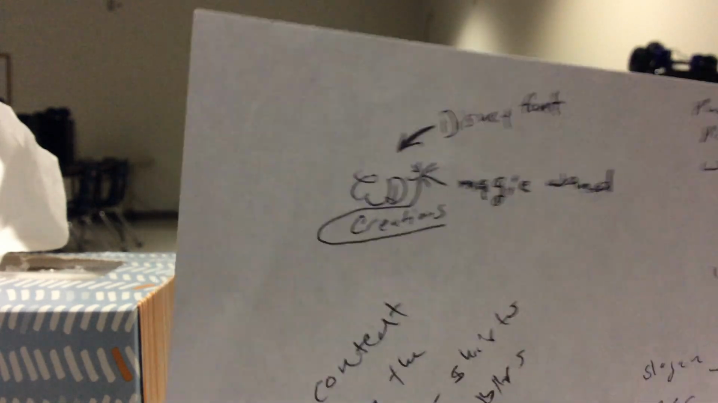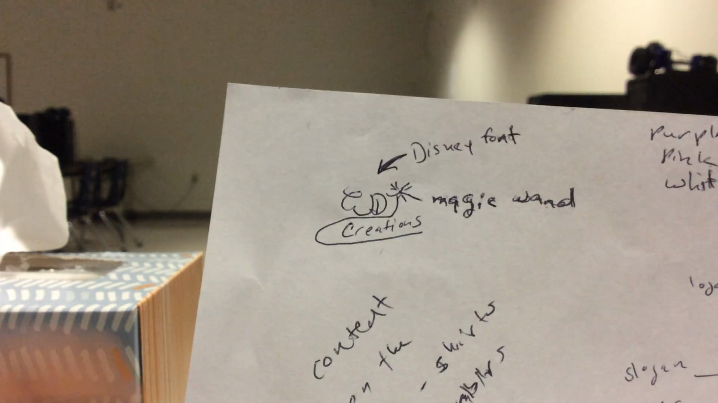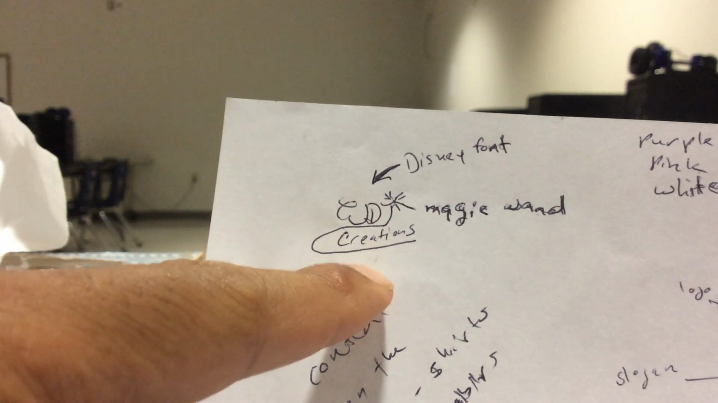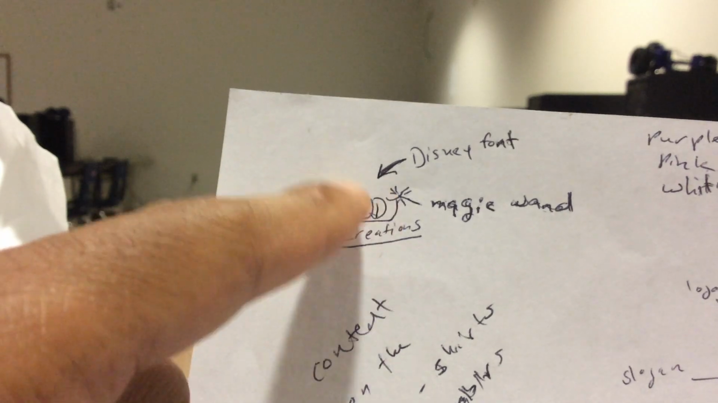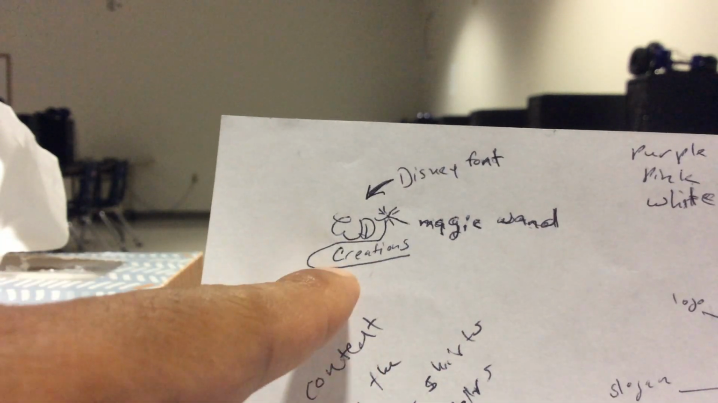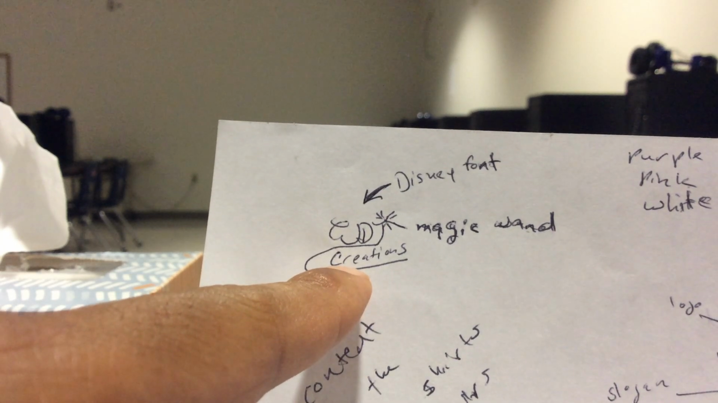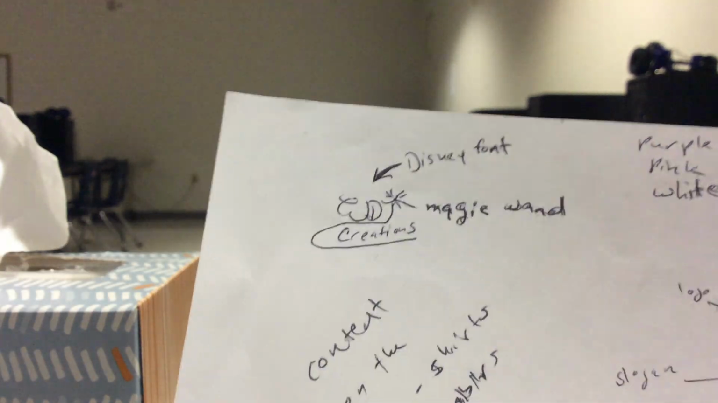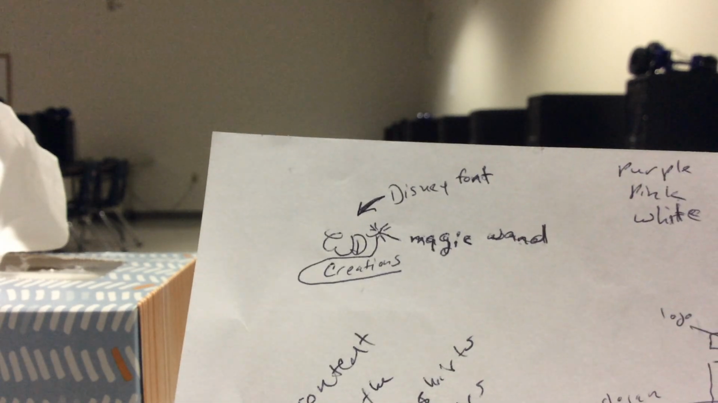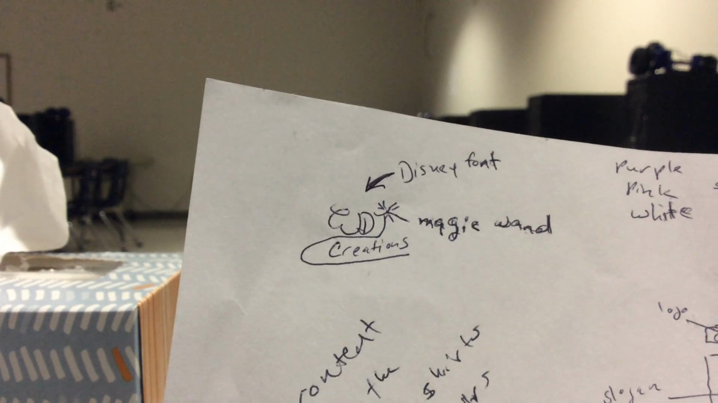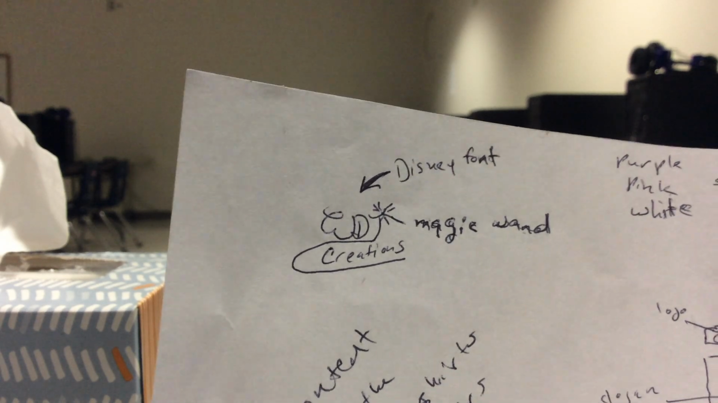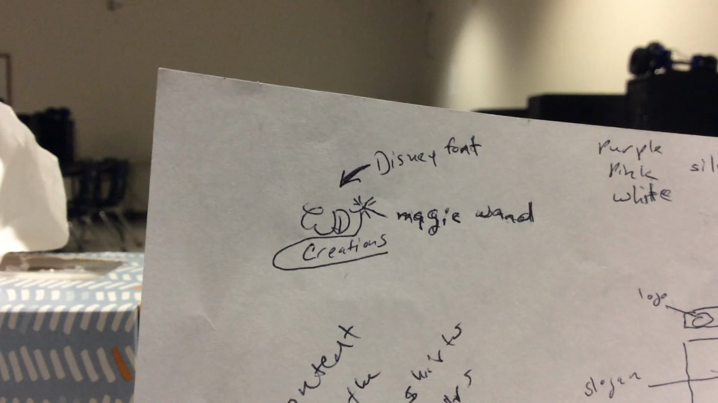What you're looking at is the proposed logo that we're going to do. I'm thinking about doing it in a Disney font, having a magic wand design at the end of the T with the creations coming out. So the logo is WDT Creations. This is for a client who wants to promote their customized item service business online, and that is what I am doing for them.